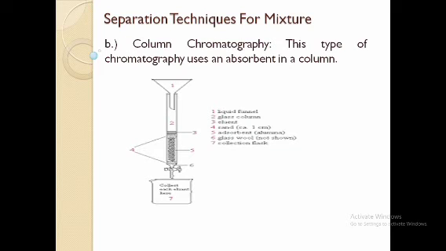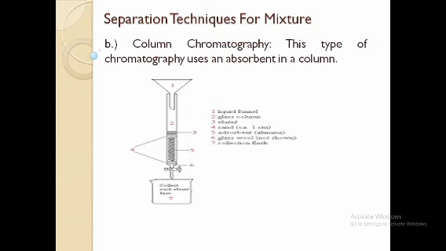Now moving forward, let's look at column chromatography. This is a type of chromatography that uses an absorbent in a column. This absorbent material includes calcium trioxocarbonate(IV), CaCO3. Then we have magnesium trioxocarbonate(IV) or sodium trioxocarbonate(IV).